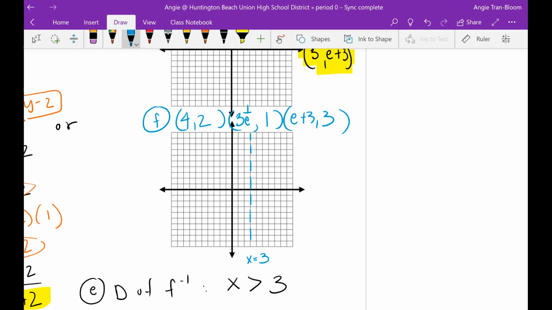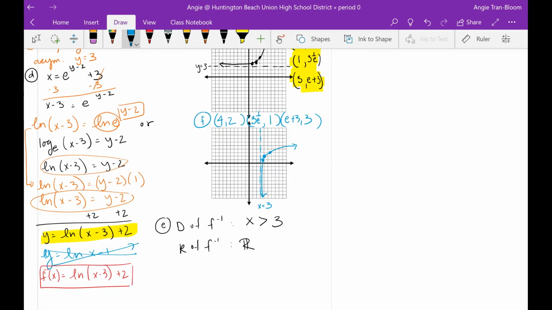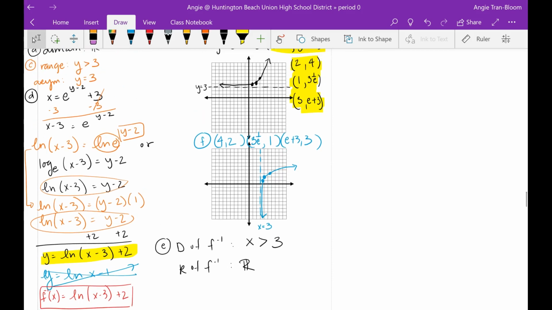Okay. So here we go. 4, 2. 3 and 1 over e, about 3.3, 1. 3 plus e is about 5.7. So (5.7, 1). Those are my 3 dots. Hug the asymptote. Do not use a calculator because most likely these ones would not be in your calculator. Okay, so that class is the entire problem all in one.